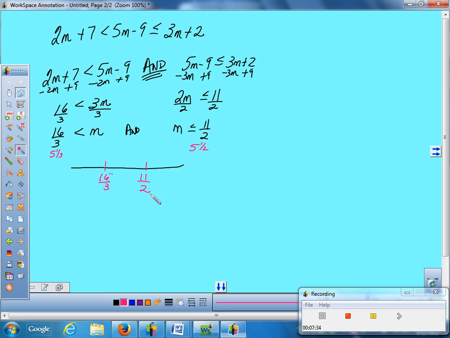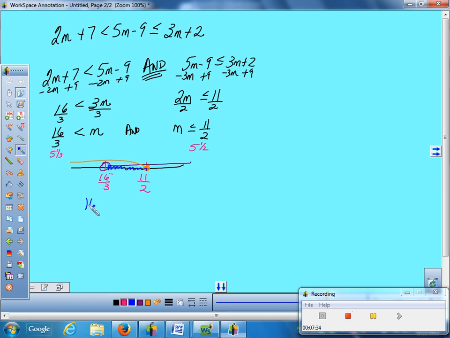Which way? And be careful here because the variable's on the right. Which way do I shade from the 16 thirds? Right. Yes, it would be open to the right, and the 11 halves, the closed circle goes to the left. And since it's an and, where are our answers? Where they overlap, and they are overlapping between 16 thirds and 11 halves.